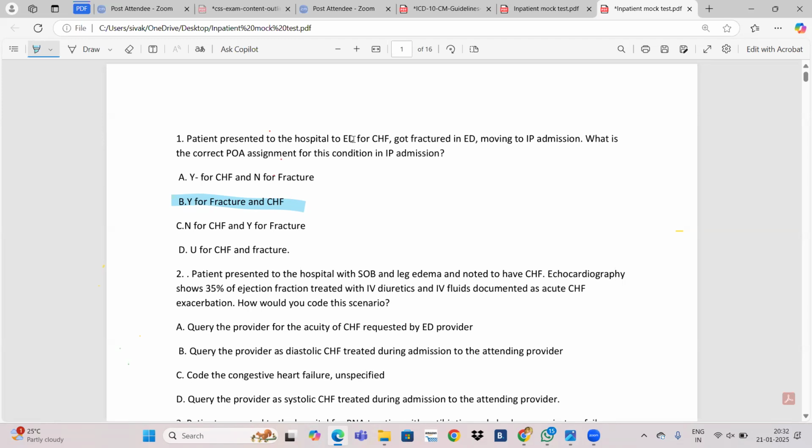In the IP record, they will give what happened prior to the inpatient written order. For that, you give just indicator Y. We need to code that condition, but you give indicator Y. They're asking only about the ED, which comes under the outpatient department.